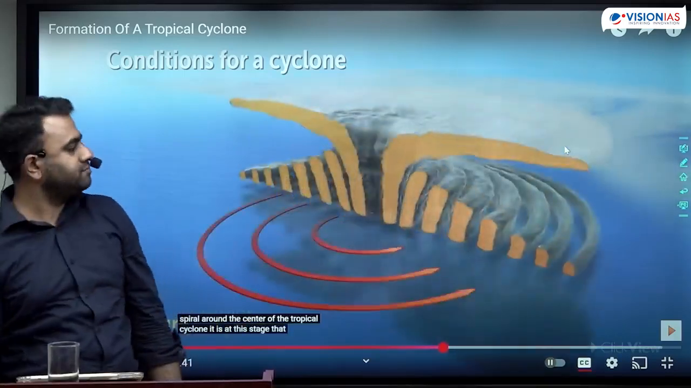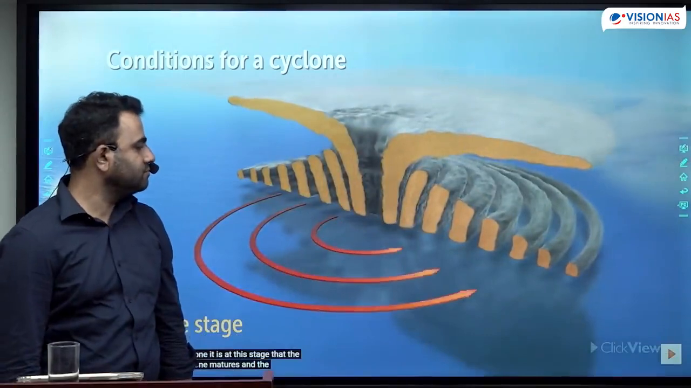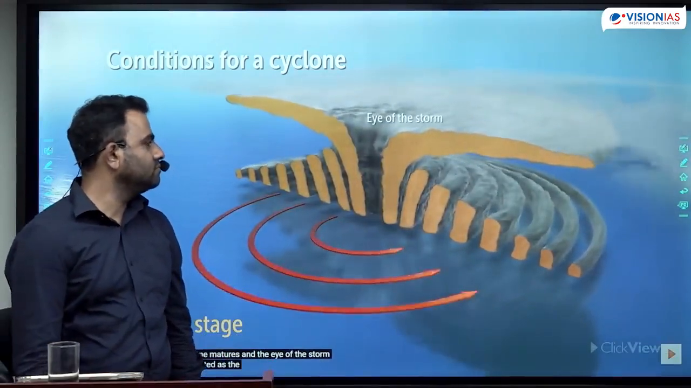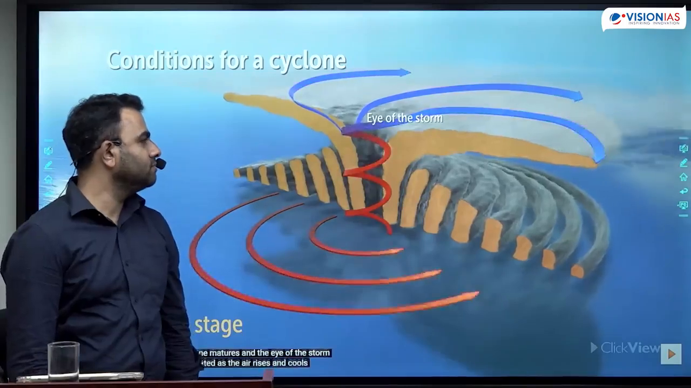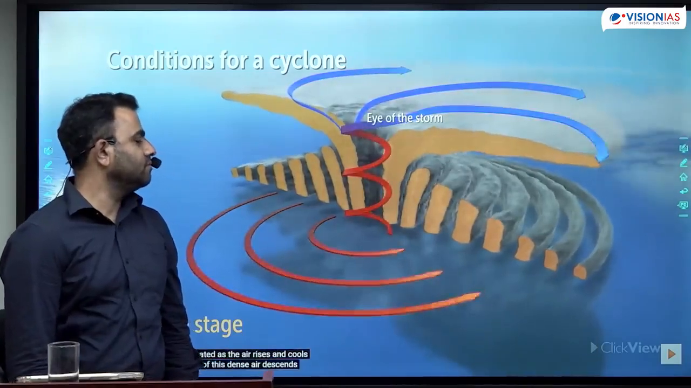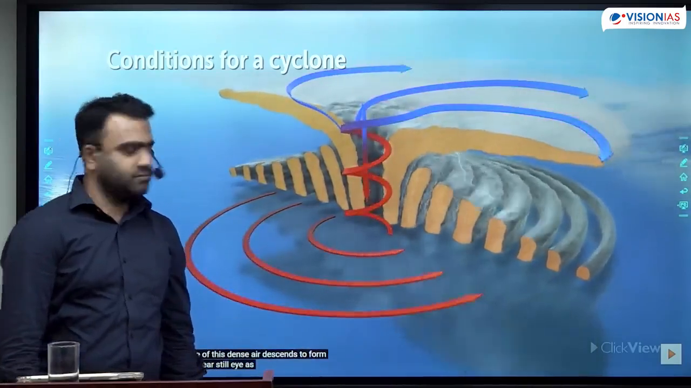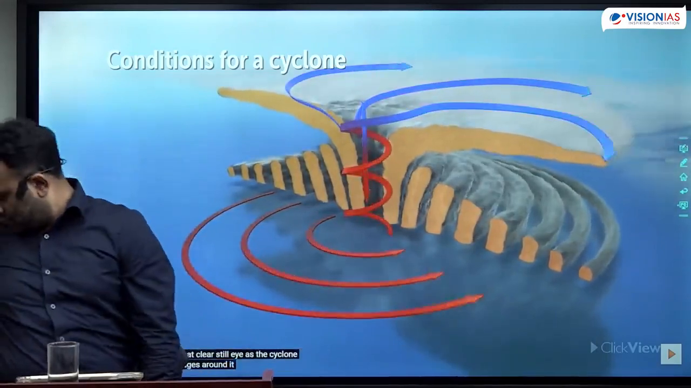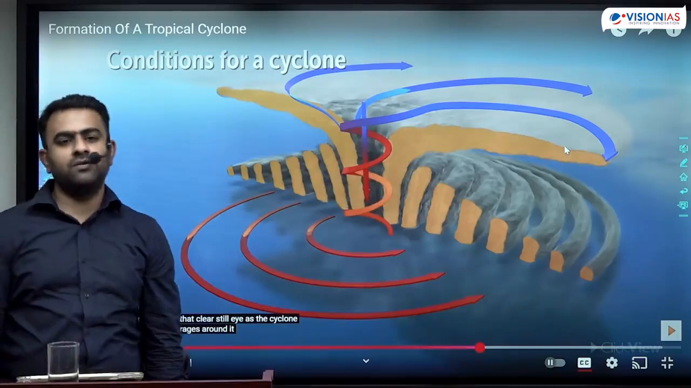It is at this stage that the cyclone matures and the eye of the storm is created. As the air rises and cools, some of this dense air descends to form the clear, still eye as the cyclone rages around it. Not every cyclone develops eye.